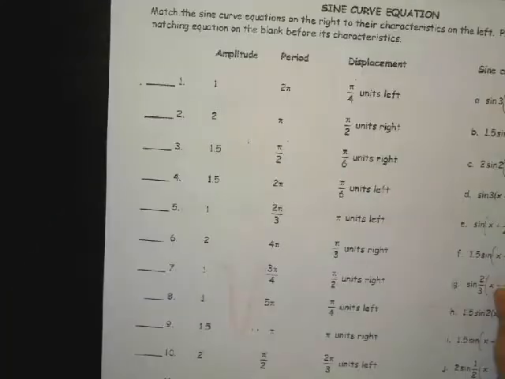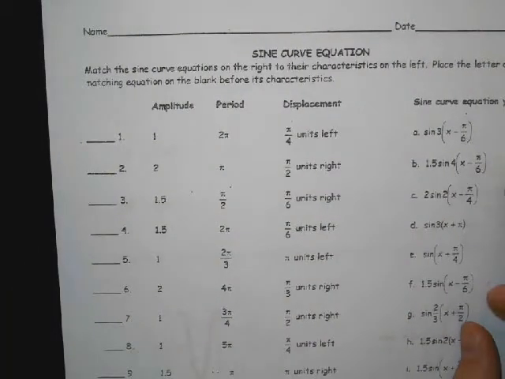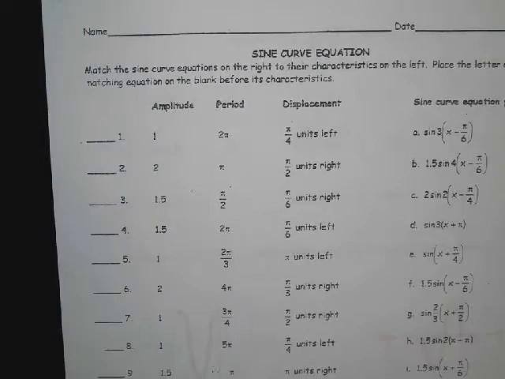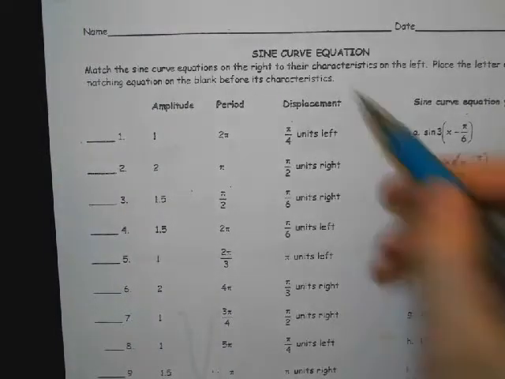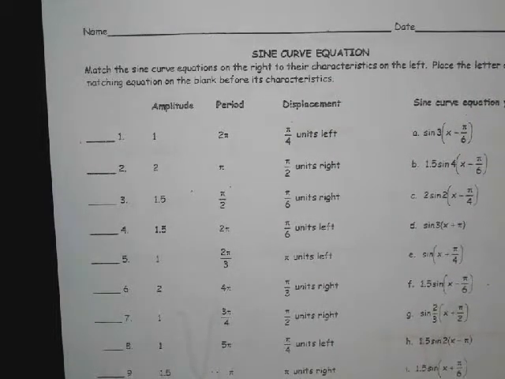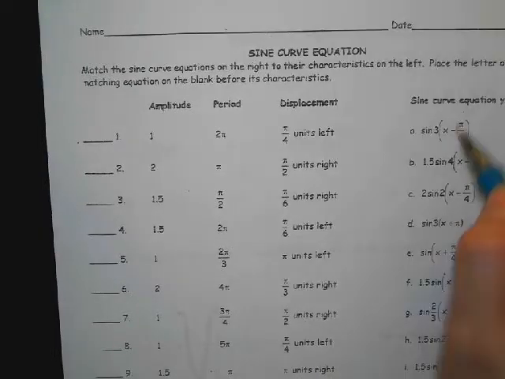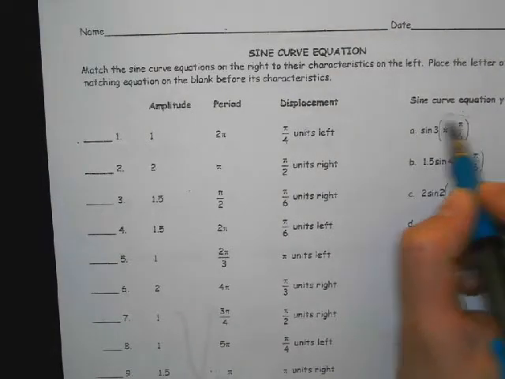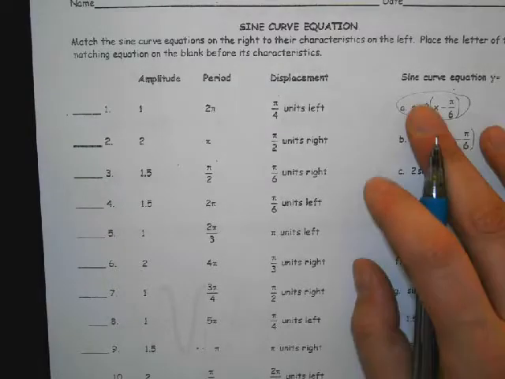Okay, we flip to the next page. So these are matching problems where we're going to match the amplitude and the period, and then displacement is what they say instead of vertical or horizontal shift, but it means the same thing, you moving it left, right, or up or down.